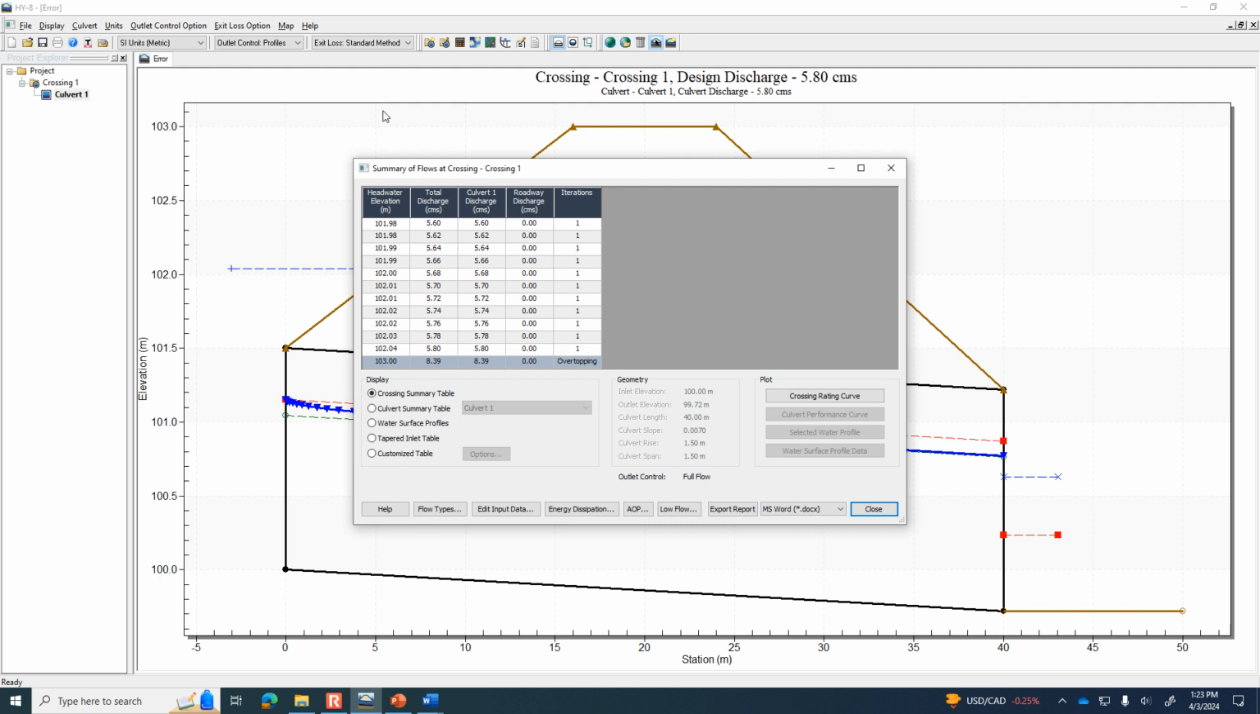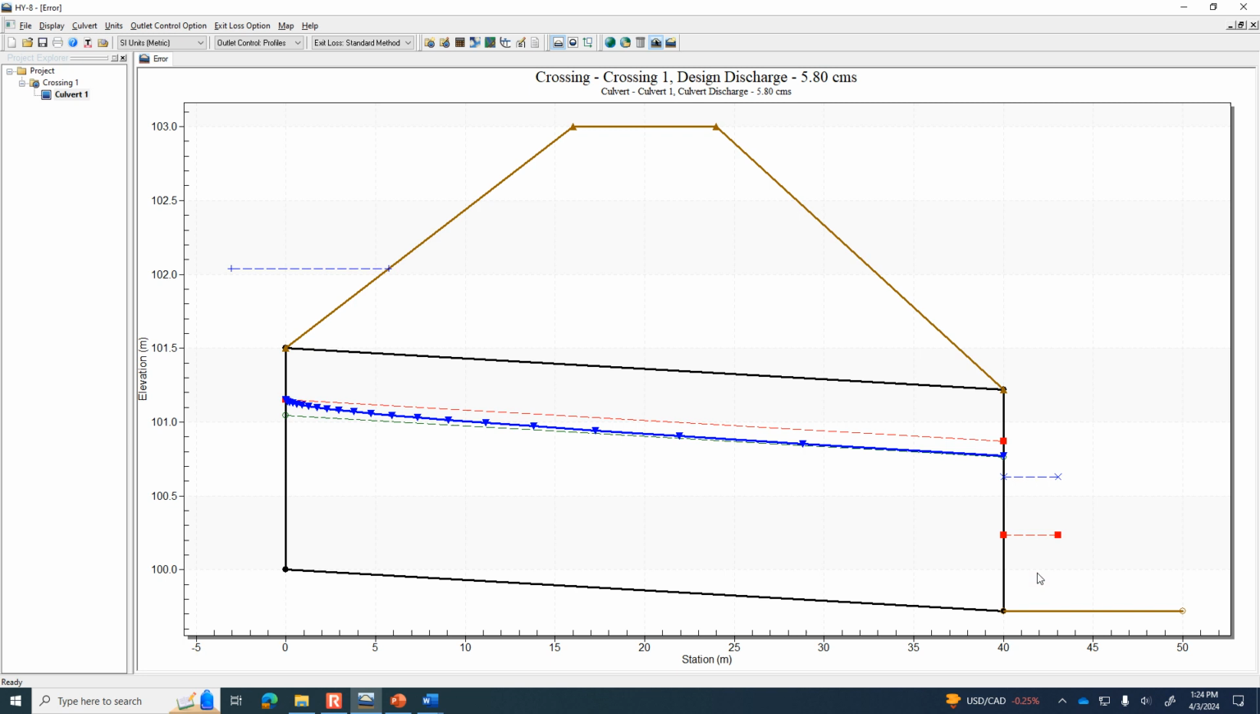So there's about half a meter of water above the crown, meaning the top of the concrete box culvert, but it's not overtopping at that level. Looks like the tailwater, so we've got a nice wide channel downstream of this culvert. It looks like the outlet's not submerged. Although the inlet is submerged, the outlet is not.